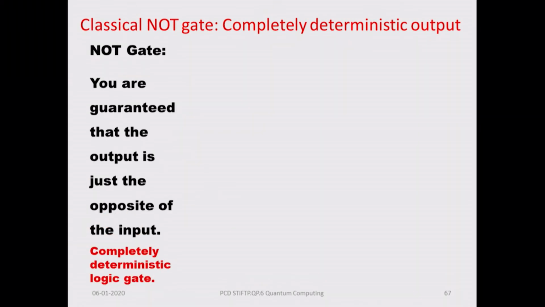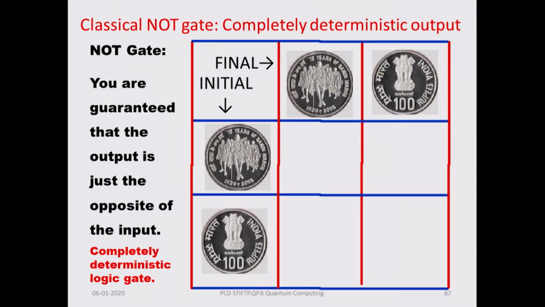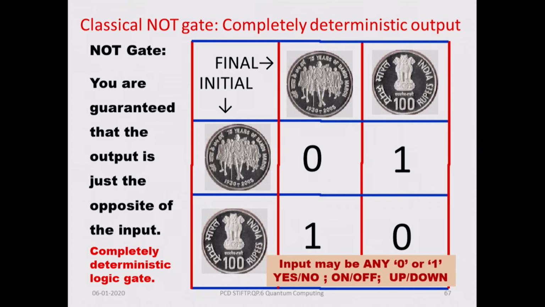So, what you can do is you can generate a logic gate like this, which is the NOT gate, such that if you begin with heads, you will always get tails and vice versa. So, this becomes the classical NOT gate. It is completely deterministic. So, whatever was your input, you get just the opposite as output. So, if you start with heads, then you get tails and vice versa, and it does not matter whether your input is in terms of 0 and 1 or yes or no or up or down, you get just the opposite. So, it is a completely deterministic NOT gate.